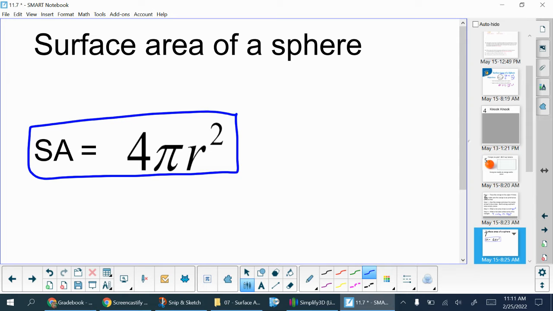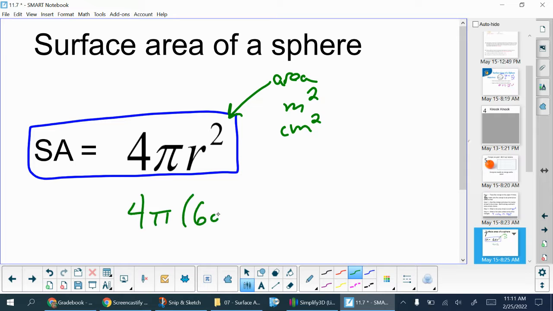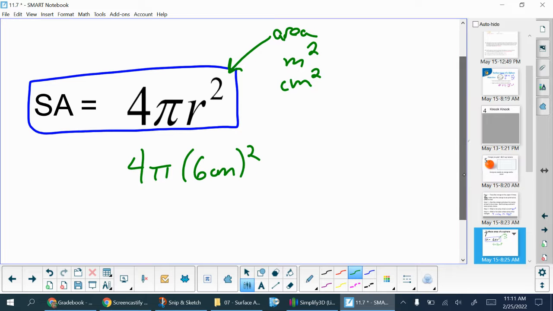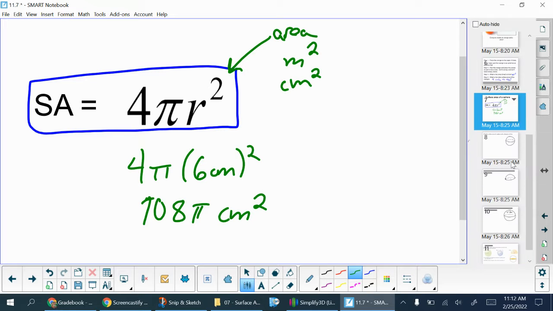A couple of really big things here. This is area. So we have r squared because in area we use square units, right? So when we plug in something like 4 times pi times 6 centimeters squared, what is that? 36 times 4 would be 144 pi centimeters squared. That's why we're squaring this centimeter unit, getting square centimeters. If it was a volume, we'd have r cubed because we're talking about cubic units. So let's go ahead and just do a couple of these examples together.